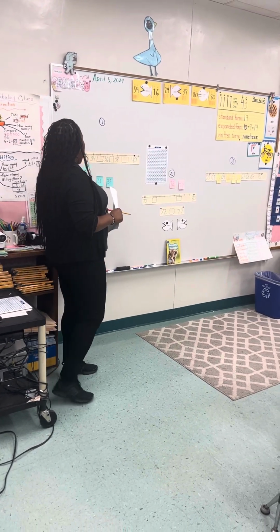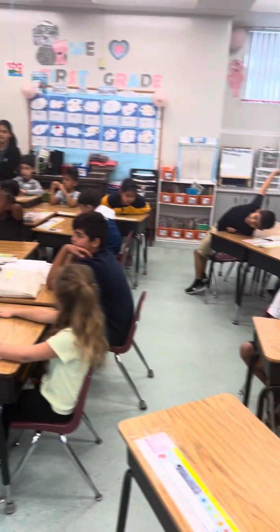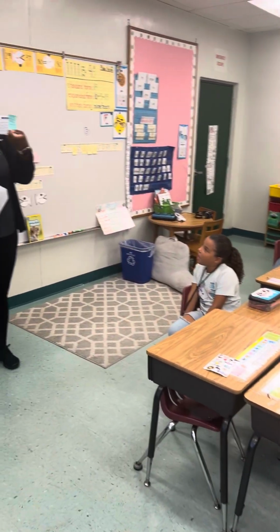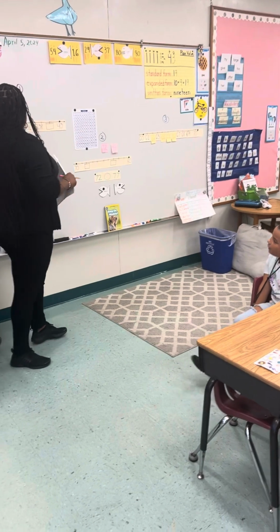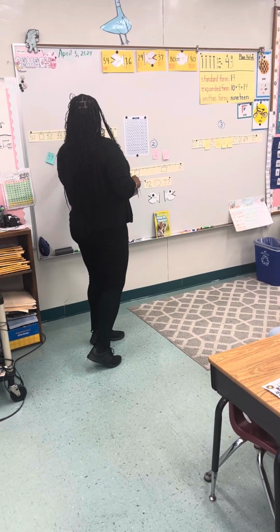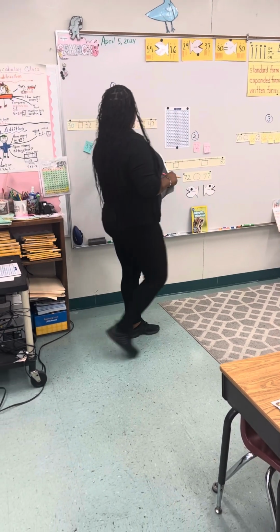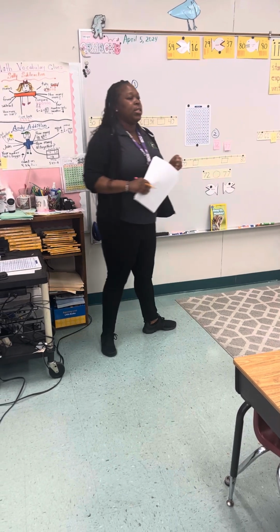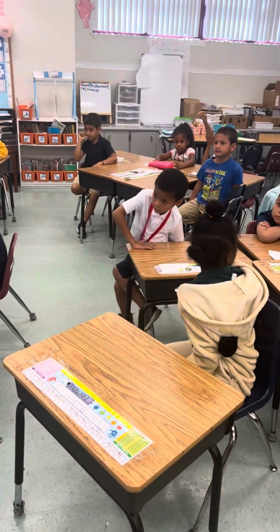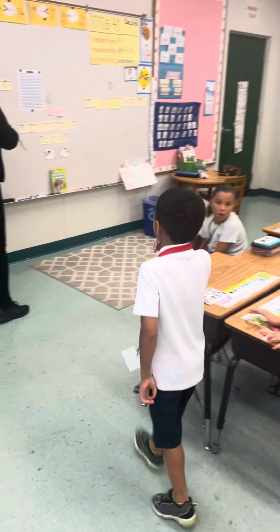The first number we have is 37. Say 37. The next number is 35. Good. The next number is 31. And the last number that we're going to find is 39. Who thinks they can come up and do it? James, come to the board and put the missing numbers where they belong on the chart.